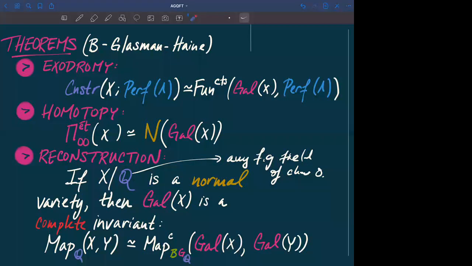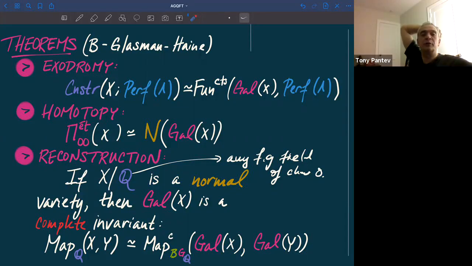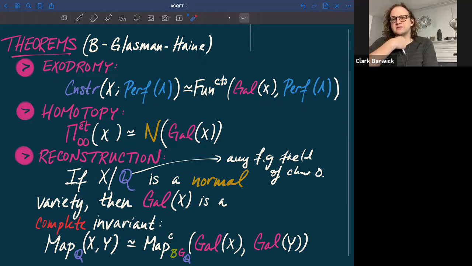Sorry, in the second part of the statement, isomorphic to map. So you said that actually here you require that closed points should be mapped to closed points. Yes, that's exactly right. I was going to ask about the reference. Is this all in the book? Yeah, this is all in the book. All three of these sentences are in the book.